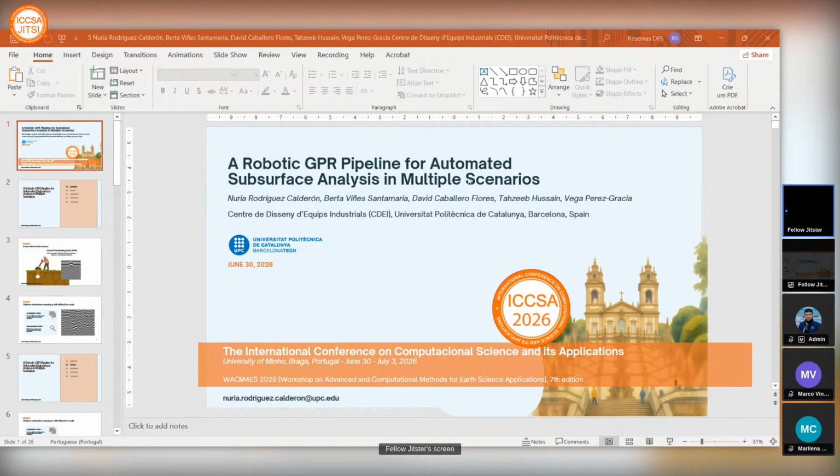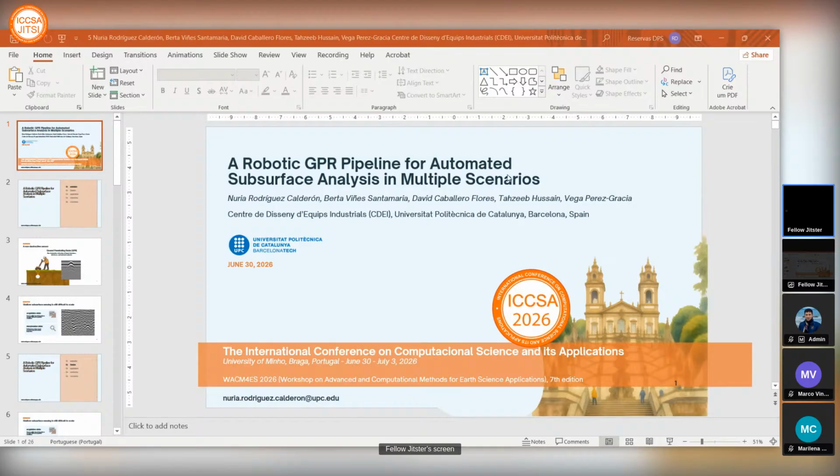That wave is reflected on the surfaces that separate media with different electromagnetic parameters. Those electromagnetic parameters are mainly resistivity or conductivity, of course, and the electric permittivity. The shape of small targets is like this. They look like hyperbolas.